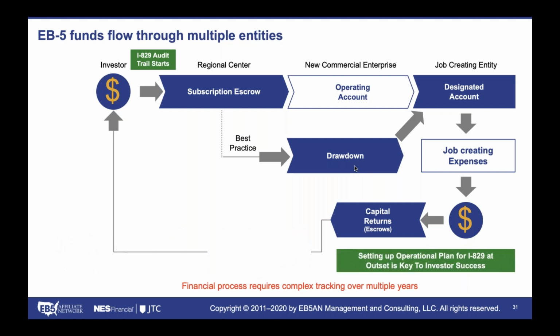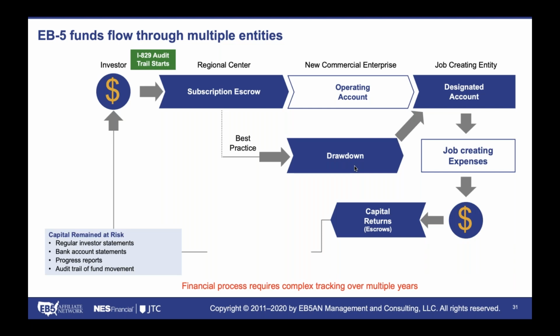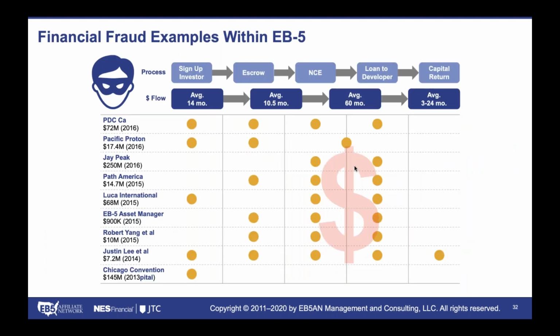You have to show that the capital remained at risk. So ongoing statements, regular investment statements, and progress reports, which our system produces automatically, are key to showing that the investment at risk was actually sustained. If you can do all of those things, then investors will be successful. So next slide, please. Excellent. Thanks, Reed. As you can see by following that chart, it is quite a complicated path, and that's why having the right organization and right tools in place is critical to do your job as a general partner.